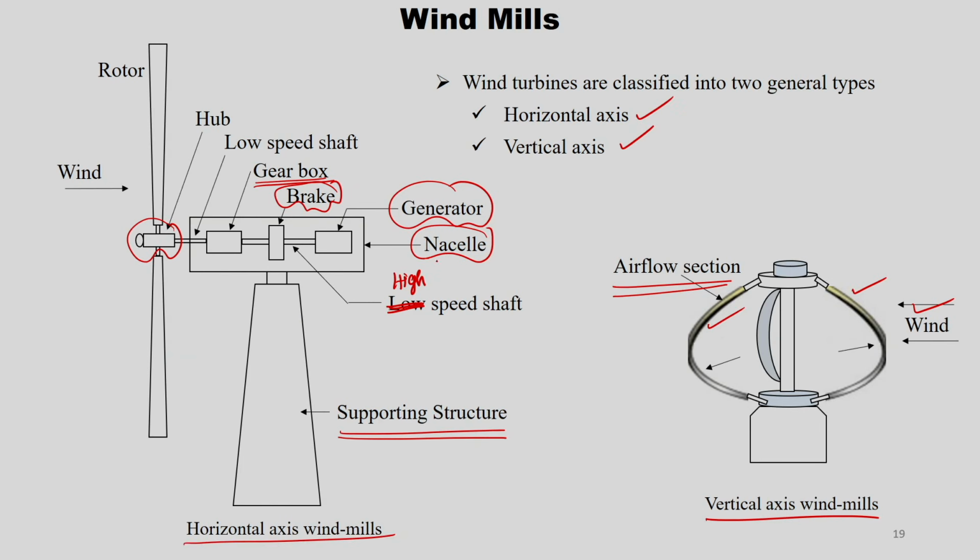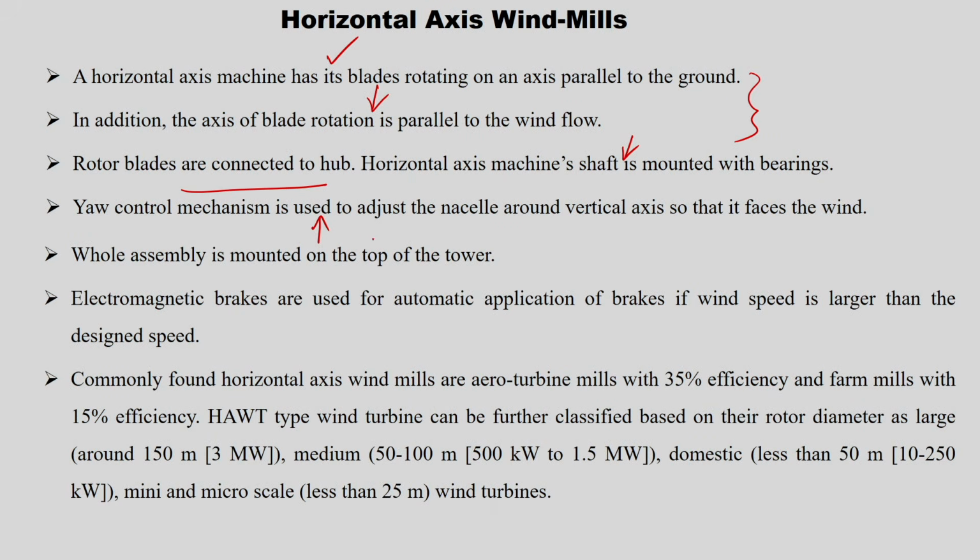So, this whole casing can be adjusted based on the wind direction, so that you get maximum wind power. So, the yaw control mechanism is used to adjust the nacelle around the vertical axis so that it faces the wind directly, and the whole assembly is mounted on the top of the tower. This is the supporting system. So, the main thing is the hub which connects the rotor blades, then you have a whole casing, in that all the transmission system etc. is there, and the yaw control mechanism is the one which adjusts the nacelle around the vertical axis.